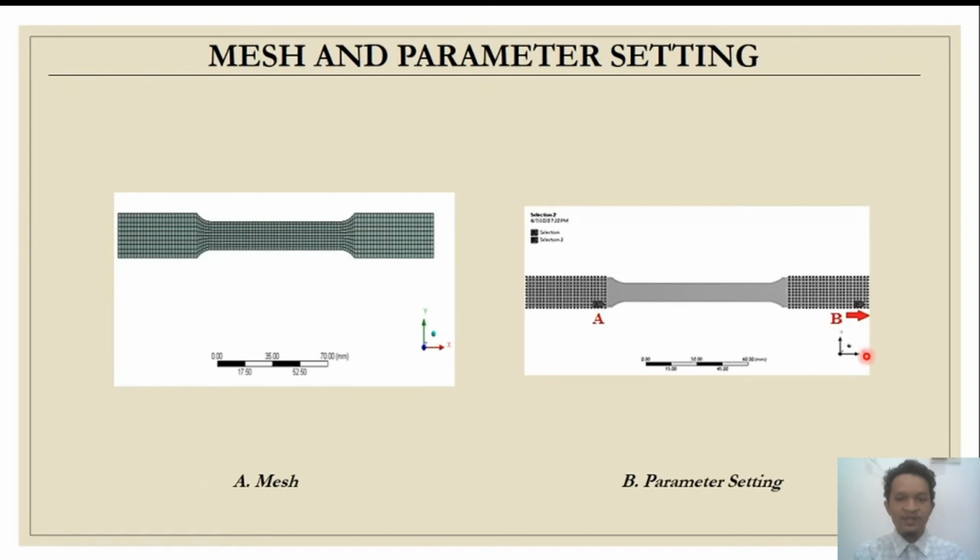Mesh and parameter setting. The mesh geometry used a hexahedral structure. It consists of 11,000 nodes and 5,000 elements, as shown in figure A. The simulation used the node displacement method to represent the tensile force, as explained based on the tensile test procedure. Figure B shows the selection setting and the specimen direction. The nodes at section A of the specimen were set as fixed support nodes, and the nodes at section B were set as displacement nodes which move in the x positive direction.